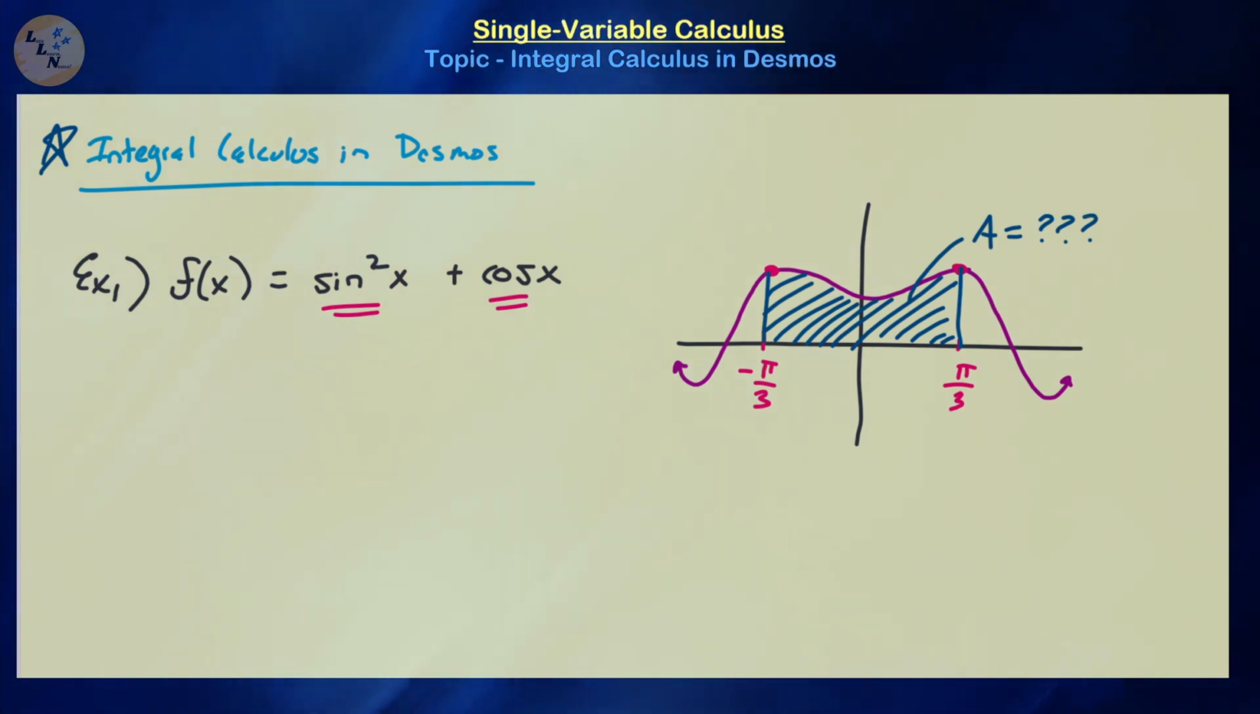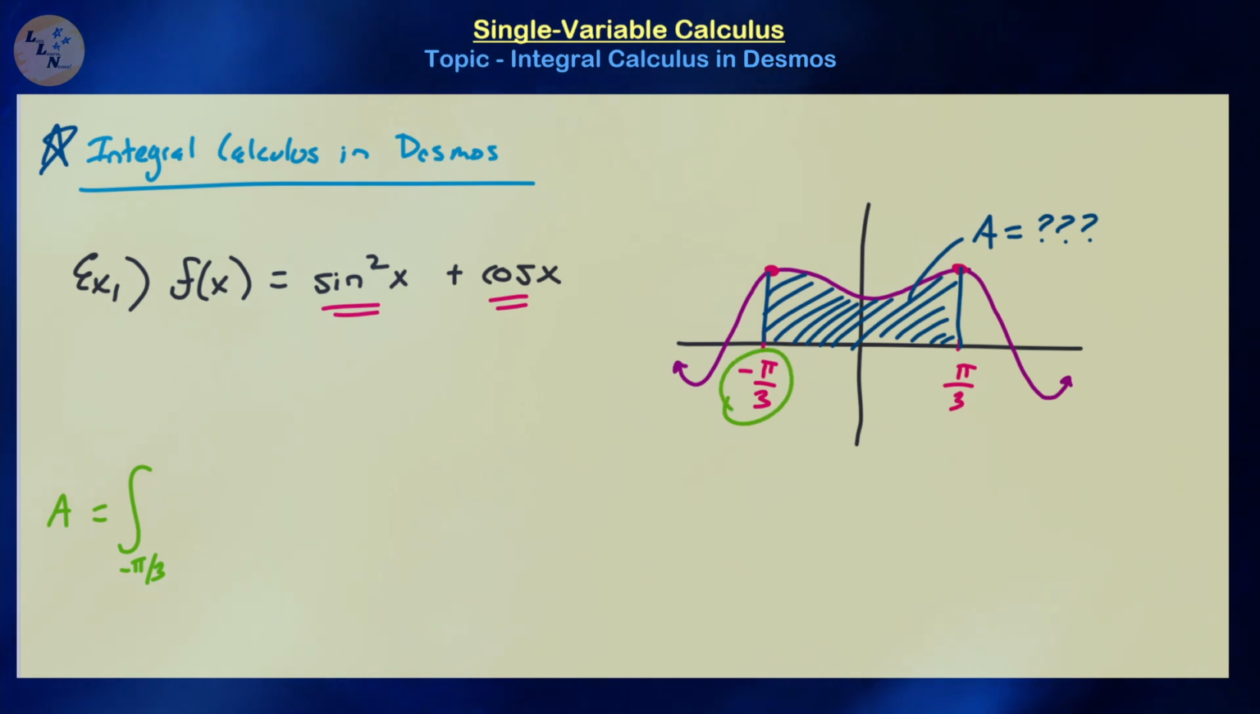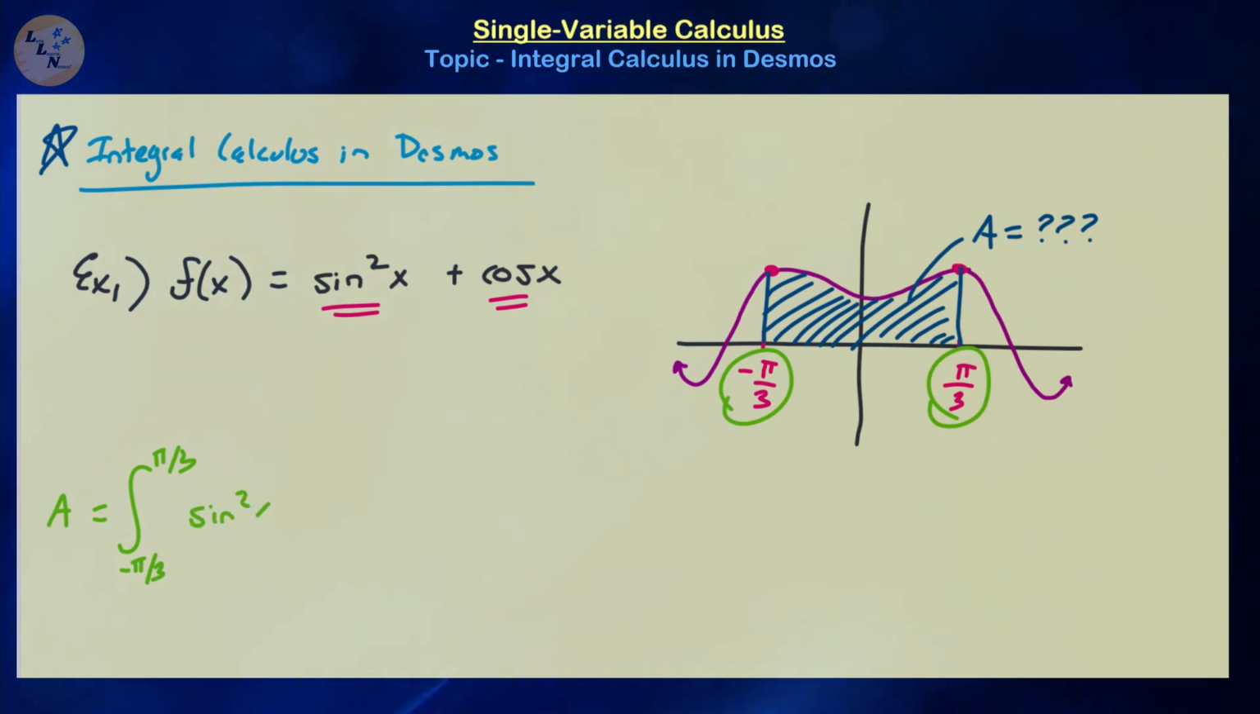So from the calculus notation perspective, that area A can be found by doing the integral from minus pi over 3, the lower bound, to pi over 3, the upper bound, of the function that we are integrating, sine squared x plus cosine x, and then we also have this differential dx.